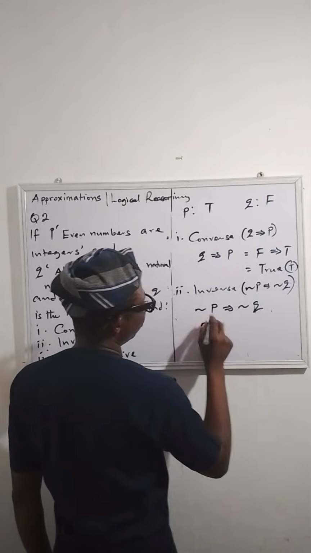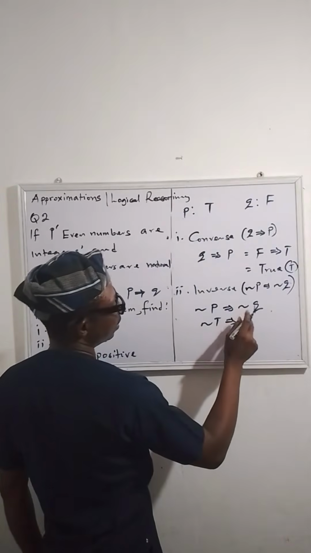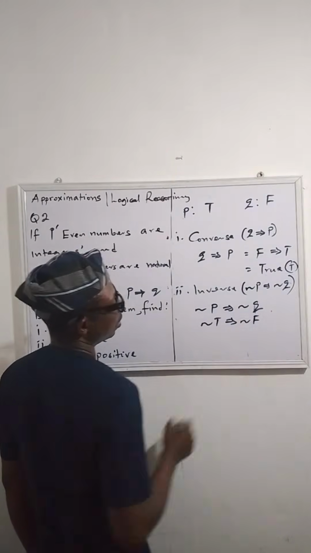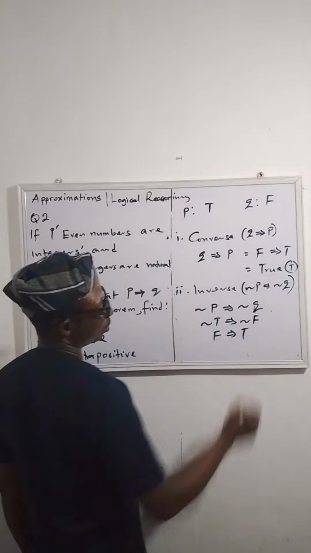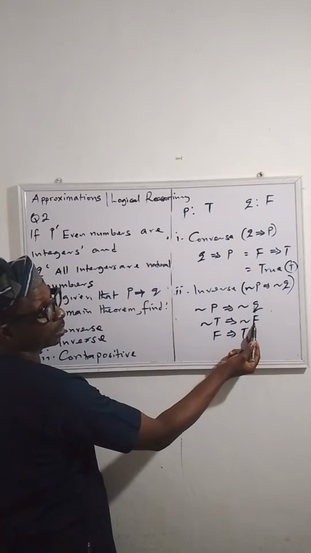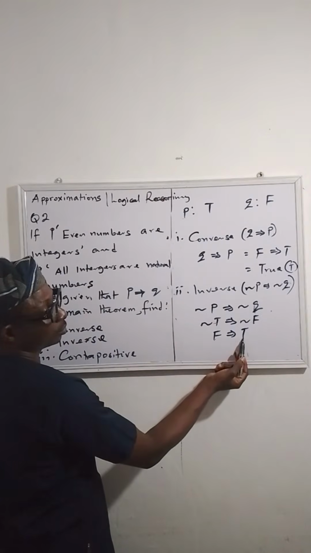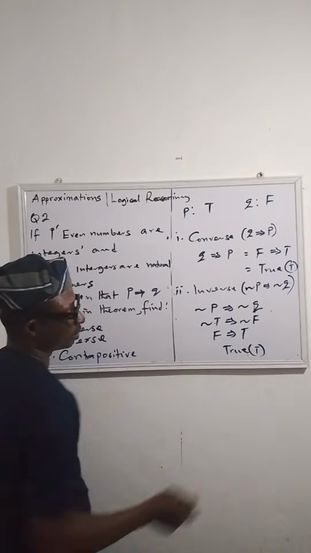Negation of P, P is what's true, implies negation of Q. So that is negation of false. Now this is going to give us false implies true, because negation of false is true, negation of true is false. So false implies true is going to give us true. So that's the answer to that.